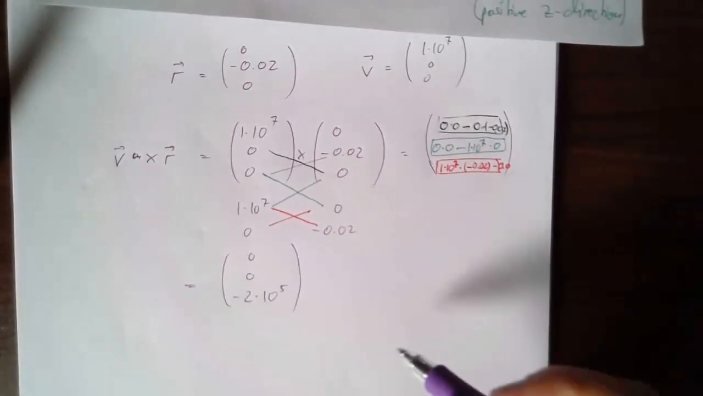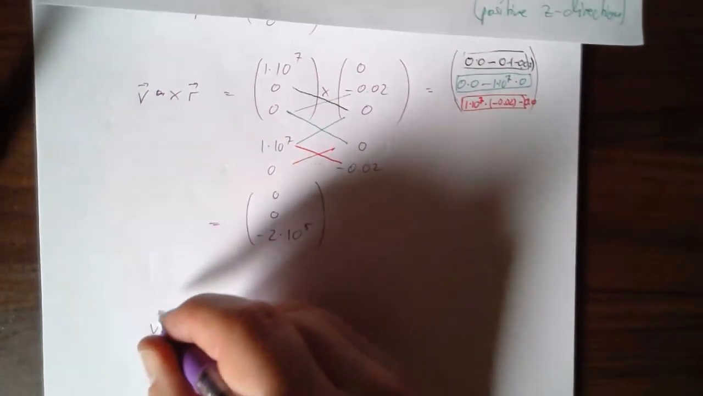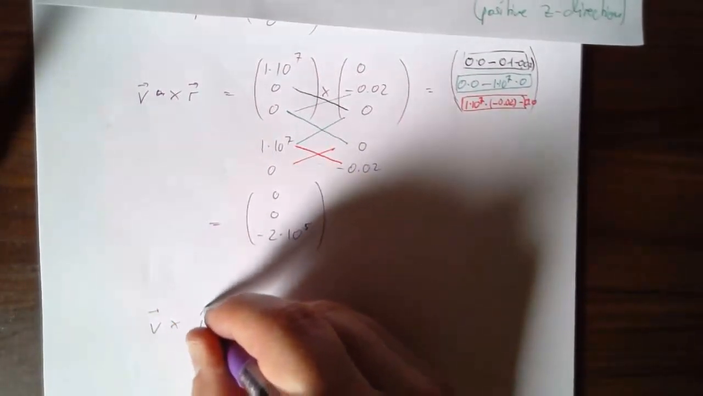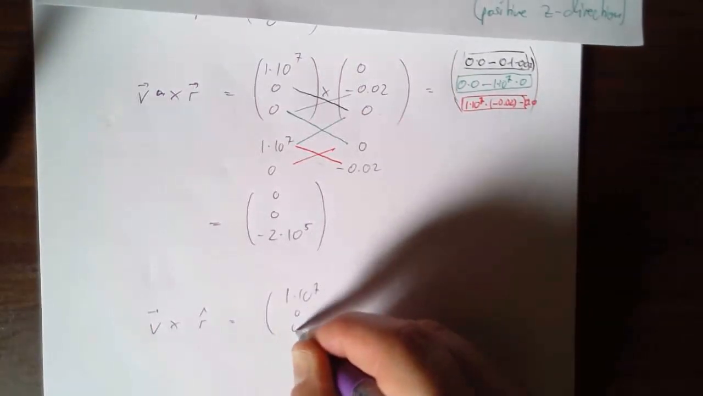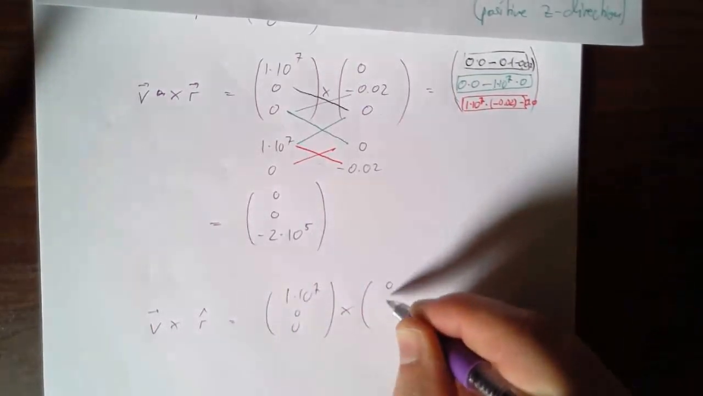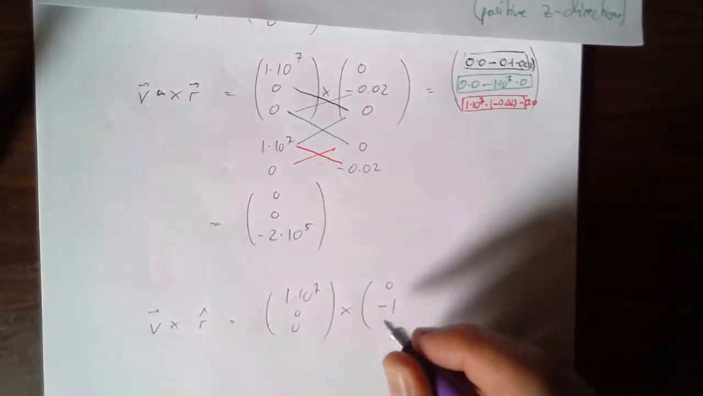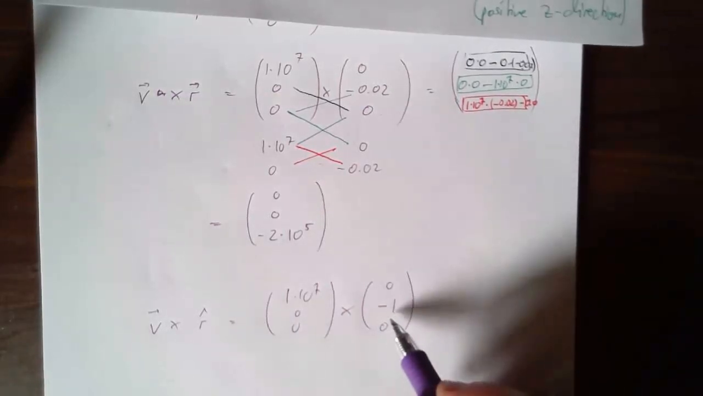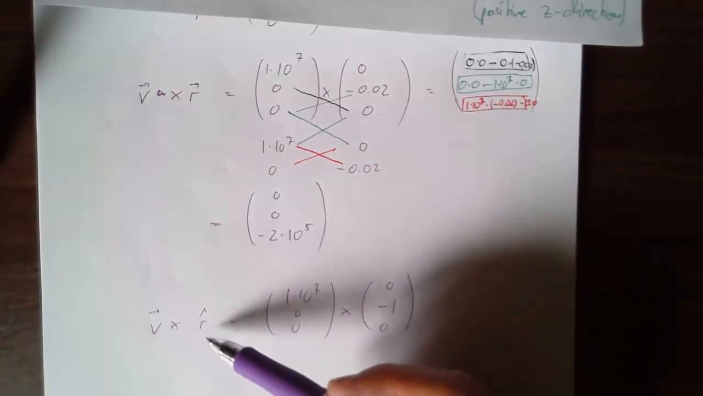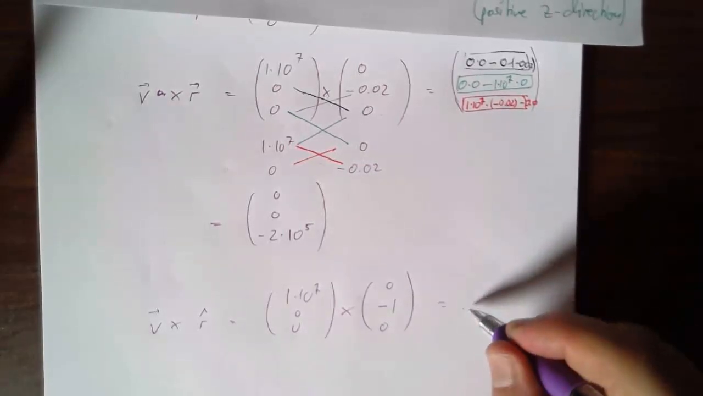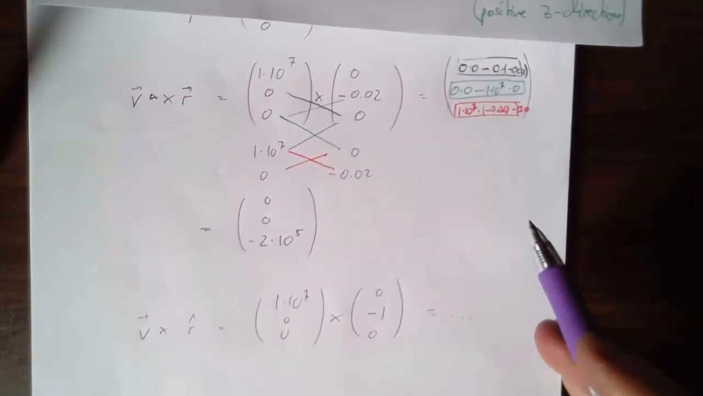If I had done v cross r hat, I would have done 1 times 10 to the 7, 0, 0, cross product with 0, minus 1, 0, because it's going in the same direction, like the unit vector of length 1 in the direction of the vector r. And you can figure that out, of course, it works just the same way as this one there.